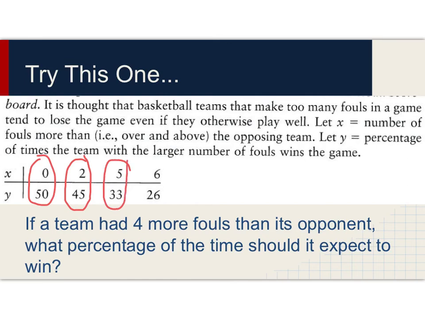5 more fouls than your opponent, your chances are down to about 1 in 3. And at 6 more fouls than your opponent, your probability of winning, according to this data, is about 26%. So our question is, if a team has fouled 4 more times than its opponent has, what percentage of the time should it expect to win?